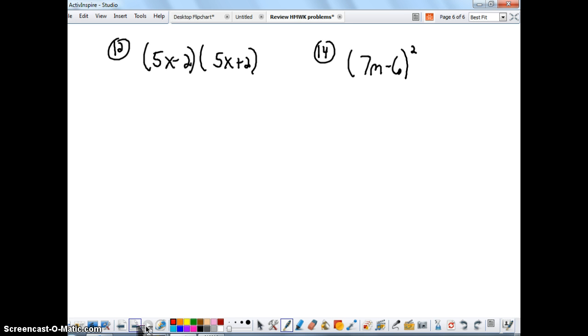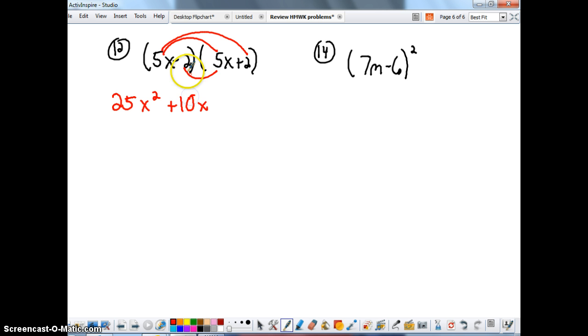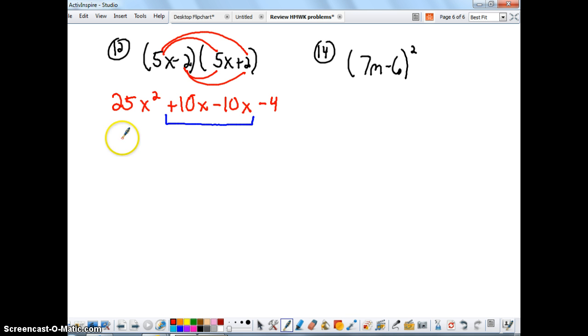Number 12, 5x minus 2 times 5x plus 2. This is really from section 10.3. These are considered special ones. Notice it's the same numbers, just one positive, one negative. So you have 5x times 5x and 5x times 2, so that's 25x squared plus 10x. Negative 2 times 5x and a negative 2 times 2 is going to be a minus 10x and then a minus 4. Like I was saying earlier, it's normally these middle two that come together. That's how it is for this one. So you have 25x squared. Here, they cancel when you bring them together. That's why it's considered special. And you have that minus 4.